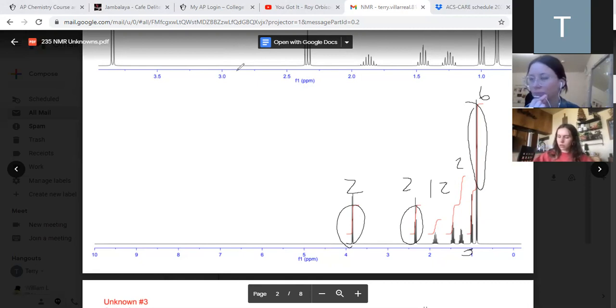So let's add those up. 6 plus 3 is 9. Plus 2 is 13. Plus 1 is 14. Plus 2 is 18. How many hydrogens do we have in our molecule? 18. So we know that our ratios have added up correctly. That's the way you can check that. Does that make sense? Yeah.